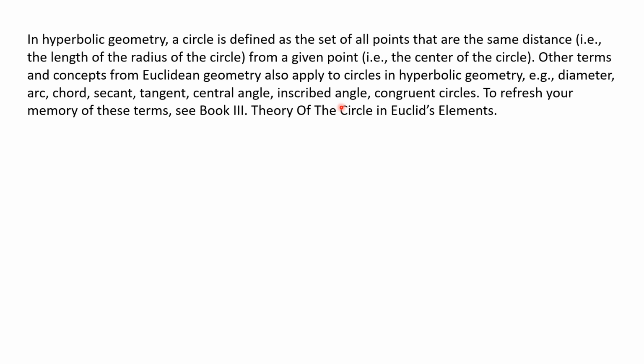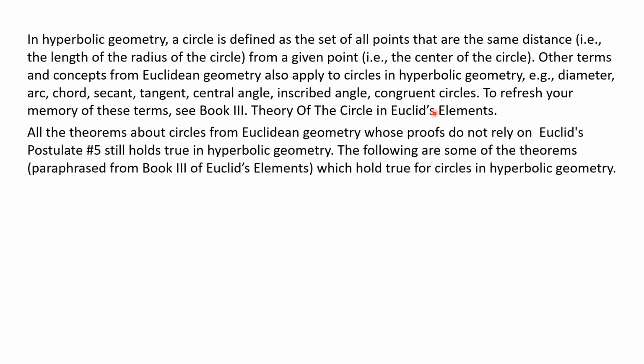In hyperbolic geometry, we define a circle the same way as we do in Euclidean geometry. It's the set of all points that are the same distance from some given point, its center, and the distance is known as the radius. We have other terms here that carry over from Euclidean geometry: diameter, arc, chord, and so on. You can look at book 3 of Euclid's Elements. I'll give you another reference in the information to this video if you want to look that up, but the same terms are used again here.